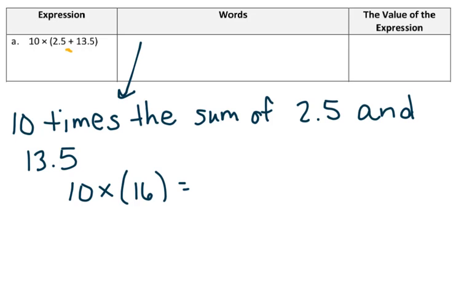So 2 and 5 tenths plus 13 and 5 tenths is 16, and then I have 10 times 16, which I know from previous lessons is a pretty easy mental math problem, 160. So the value of the expression is 160. That should be your answer in the chart.